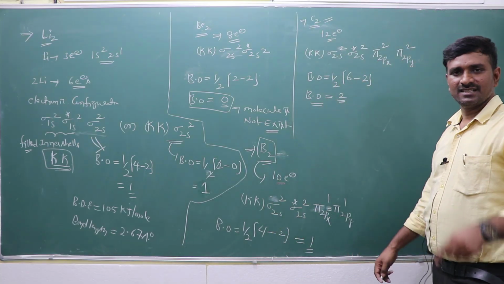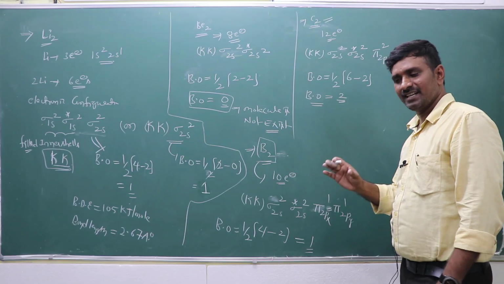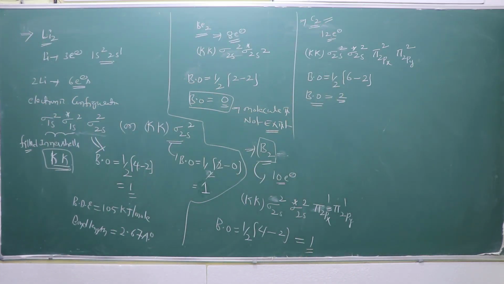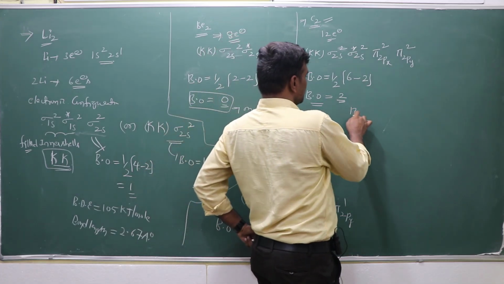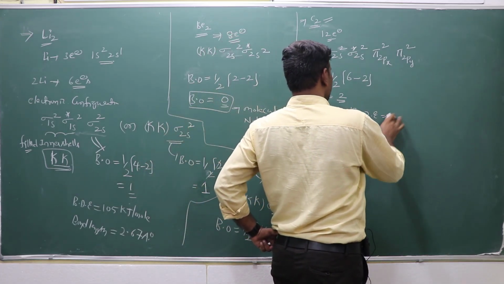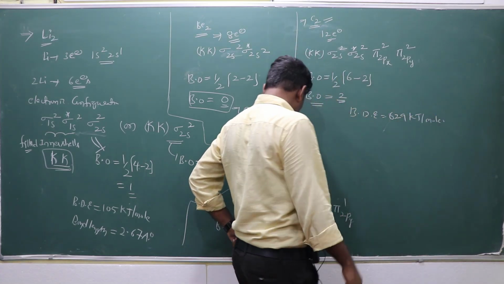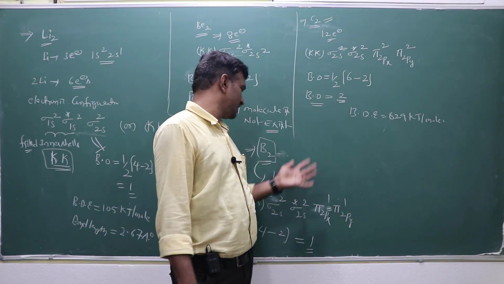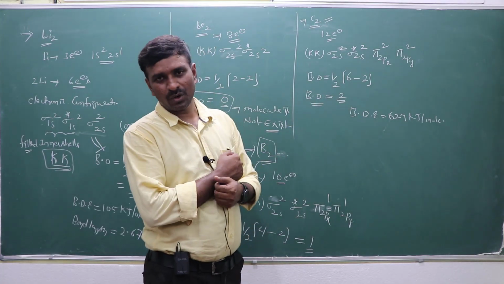Bond order is 2, which means a C=C double bond is there, and its bond dissociation energy is nearly 629 kilojoules per mole. In the case of B2 it is nearly 289, so compared to B2, C2 has more bond dissociation energy and is more stable.